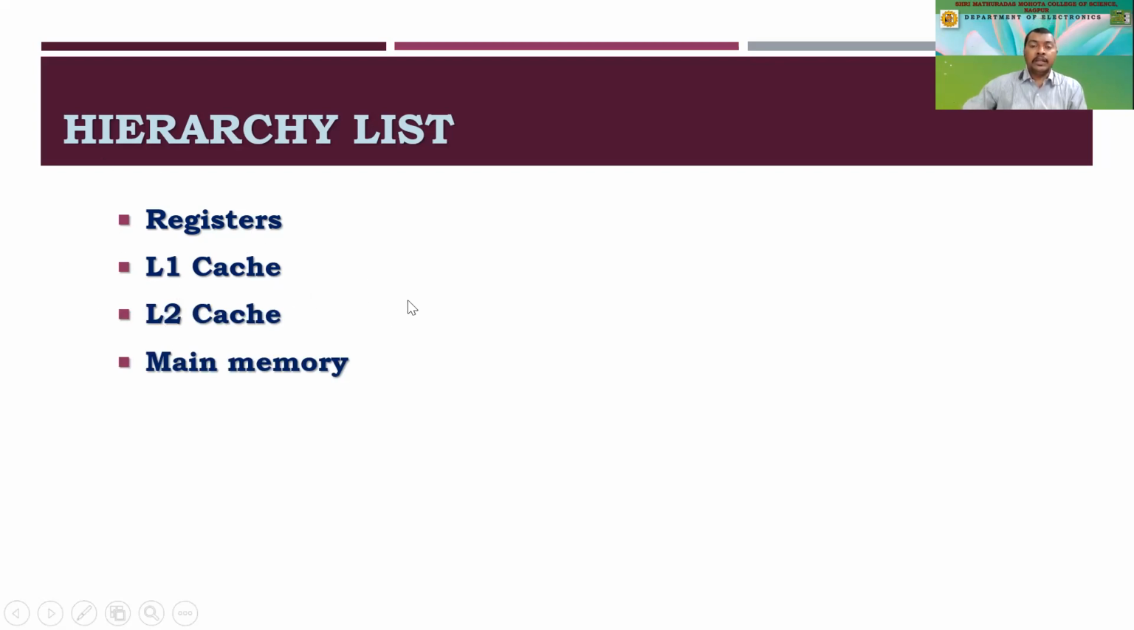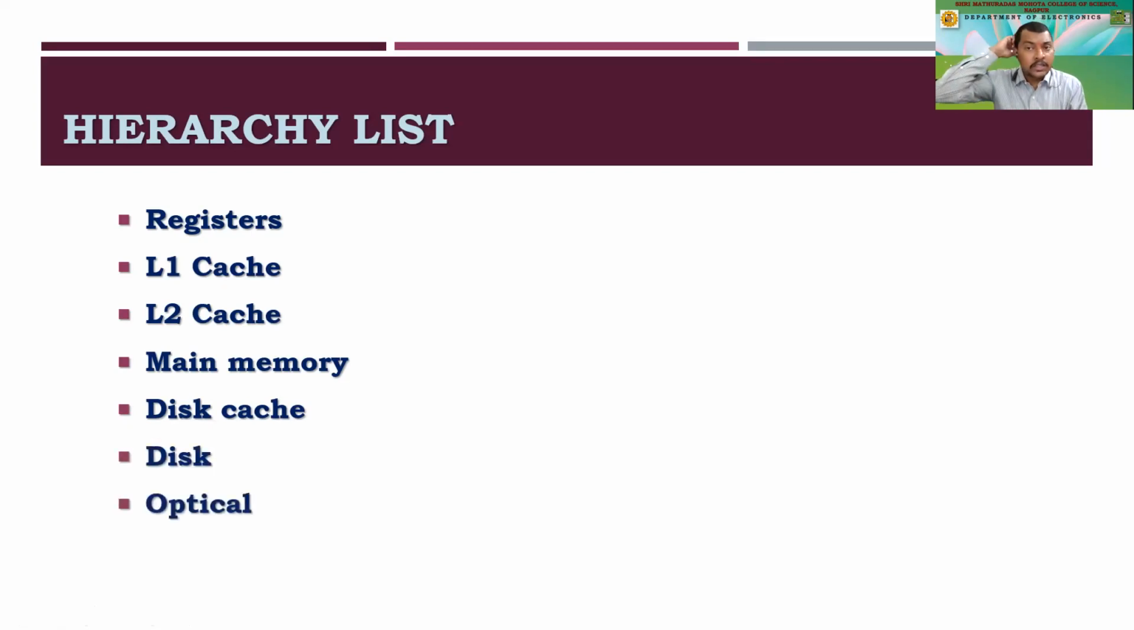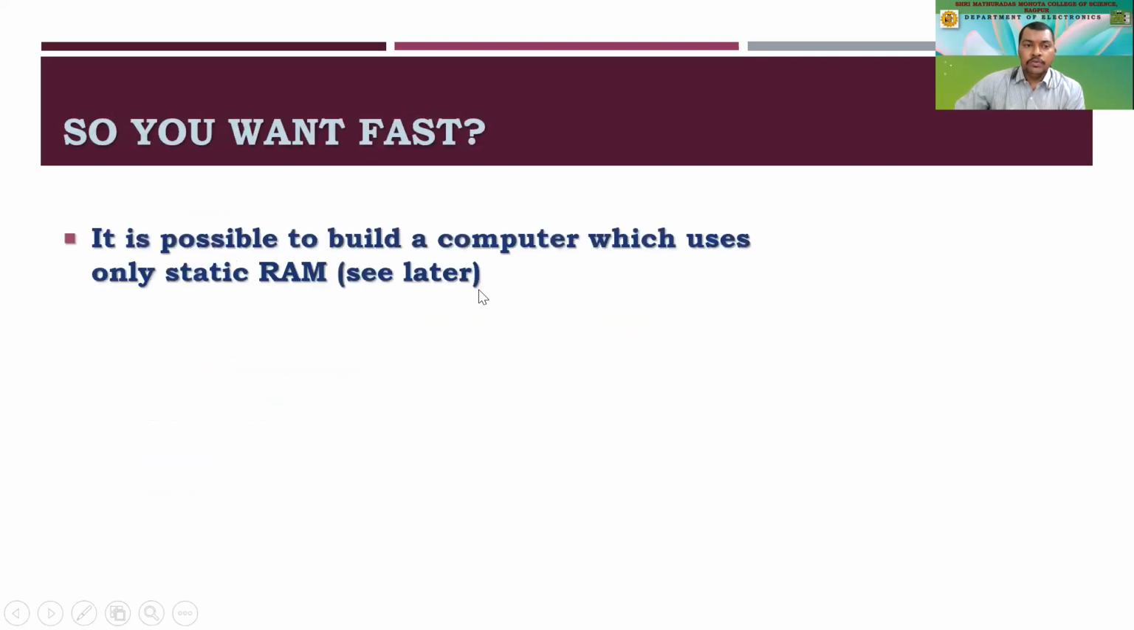Then we have the main memory, right? The main memory is where we expect to store data, that is RAM or ROM. Then disk cache, that is the hard disk, then the CDs and DVDs, then optical and tape. So the hierarchy goes like this. Hierarchy means the arrangement of the memory. So we have registers, L1 cache, L2 cache memory, then main memory, disk cache memory, then disk and optical and tape. This is the list, and we'll study this list again as you understand it.